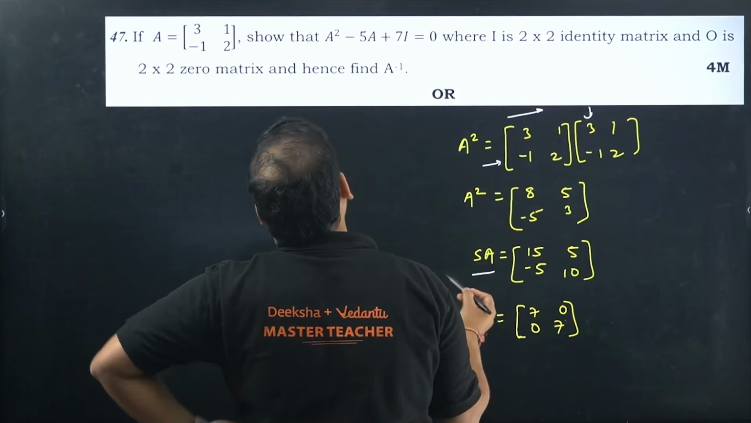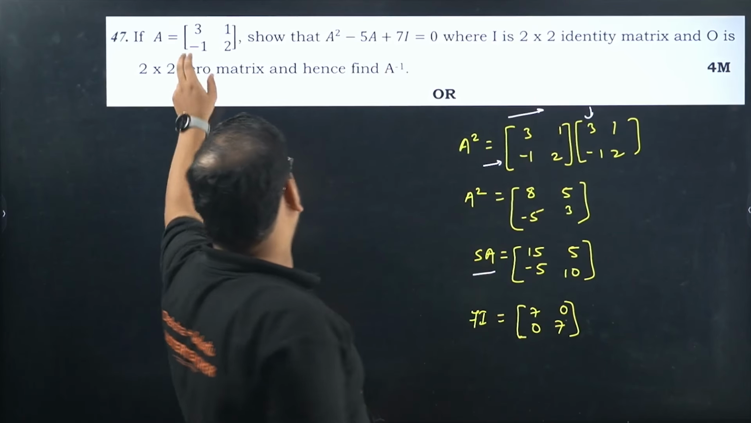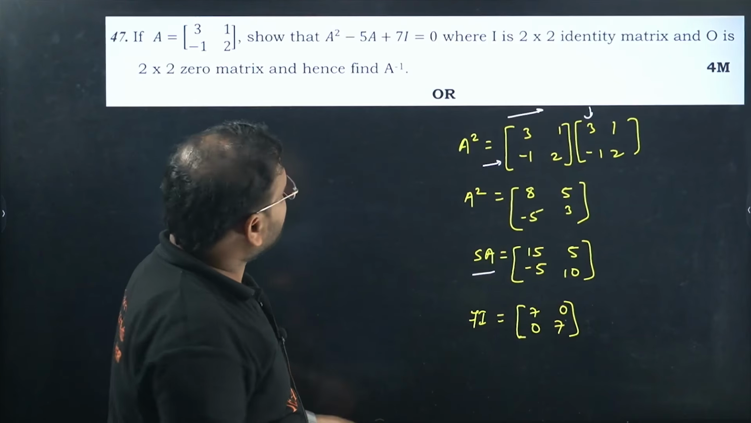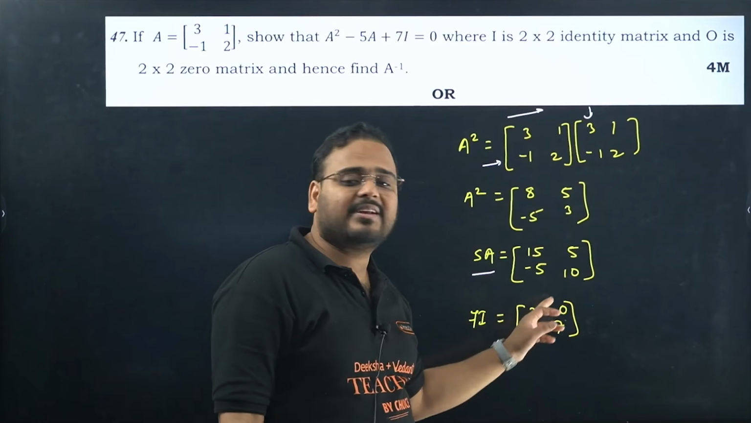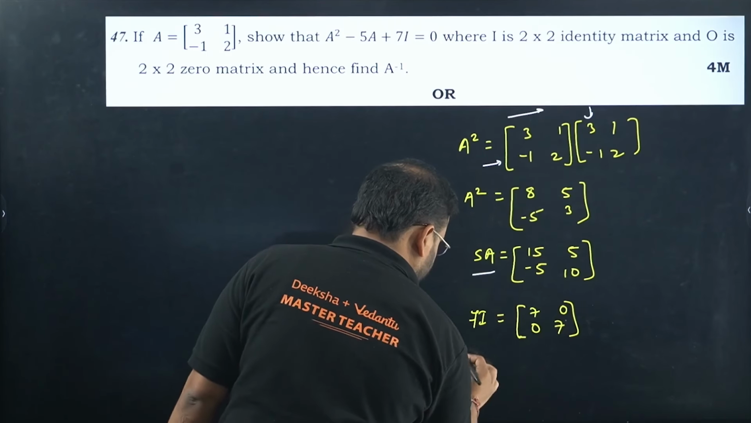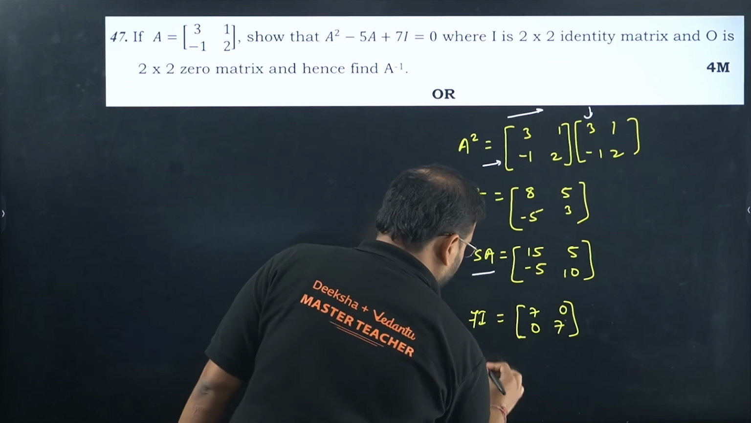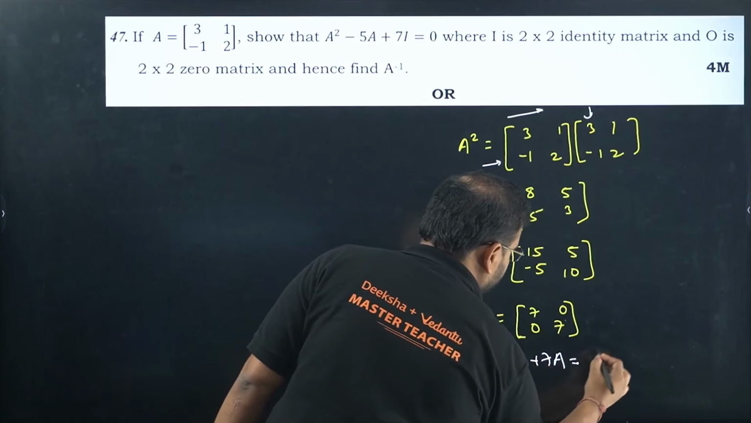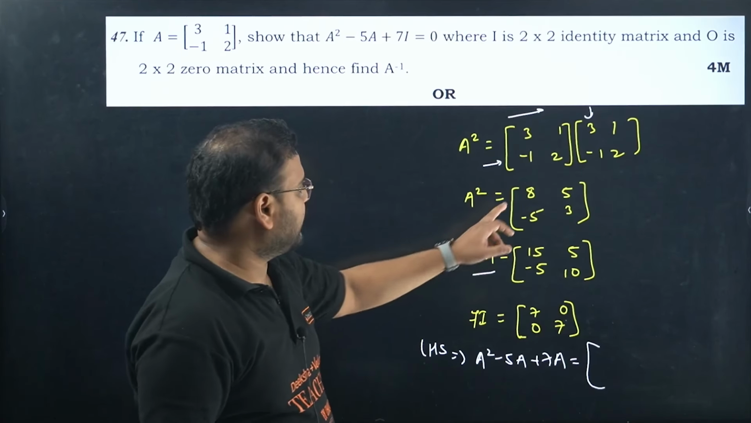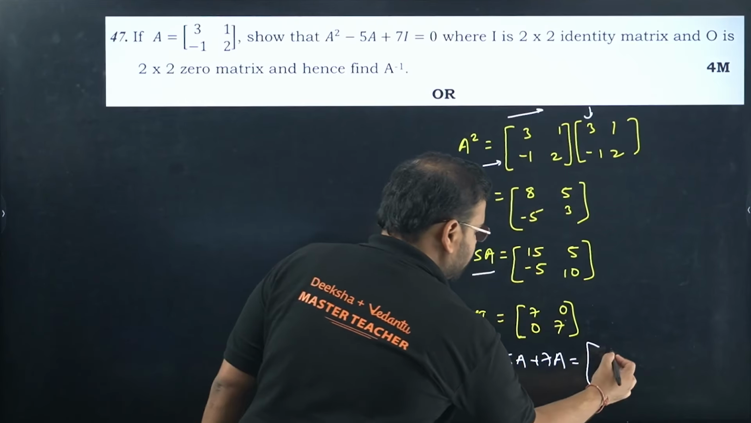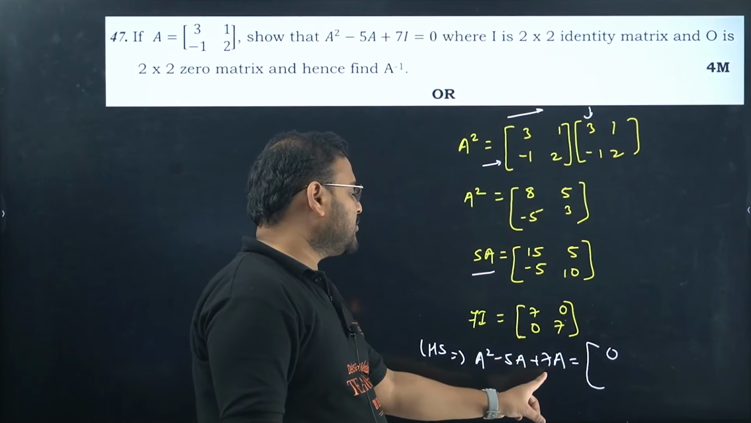5A, how do you find 5A? They're looking for 5A. That's why: 15, 5, minus 5 and 10. 7I is going to be, simply, diagonal is 7, rest all is 0. Now check the LHS. What is the LHS given? A square minus 5A plus 7I. Check. Difference you take. 8 minus 15 is minus 7 plus 7, 0.